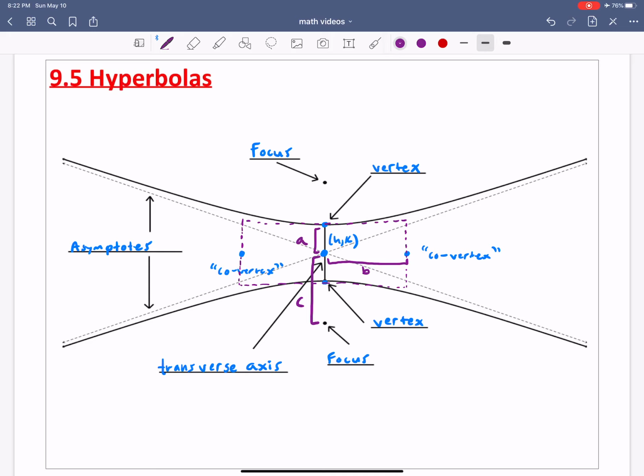Okay? Now what actually is going to happen here is that rectangular box is going to be really important when we find the slopes of these asymptotes. So I'll come back to this in just a minute. I'm going to show you this picture again, and it's going to be really helpful for us if you have this rectangular box drawn. Notice how it passes through the vertices, and it also passes through the pseudo co-vertices, called pseudo co-vertices, not really co-vertices because they aren't actual points on the curve.